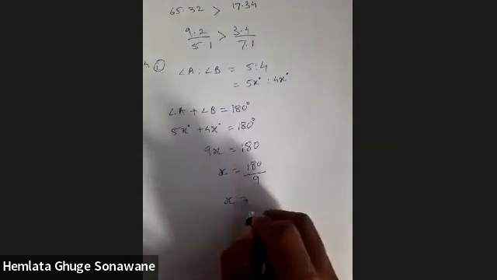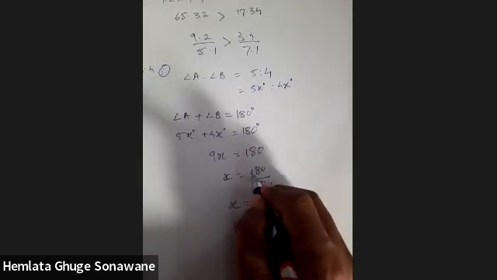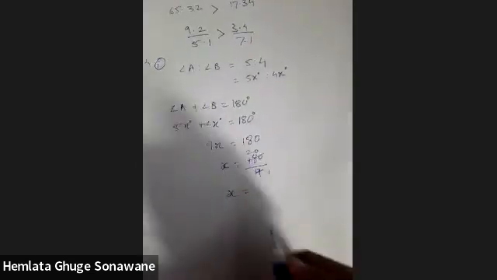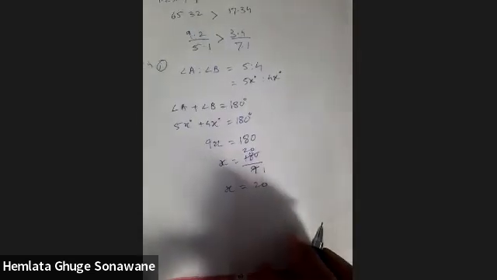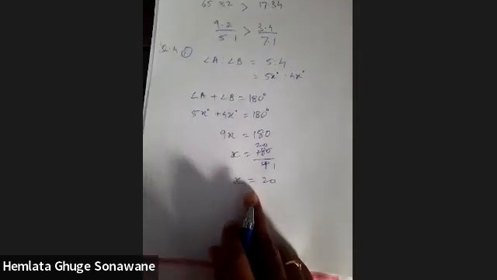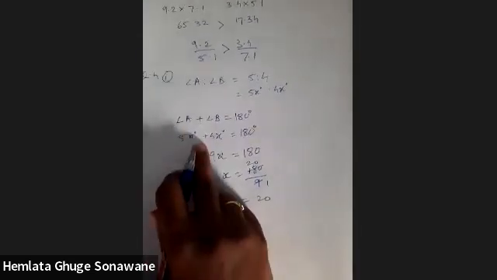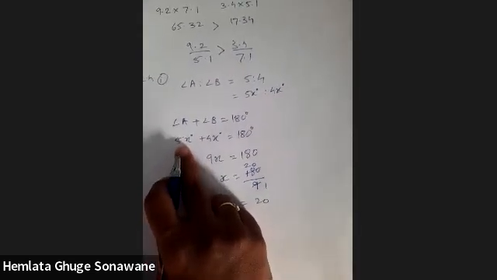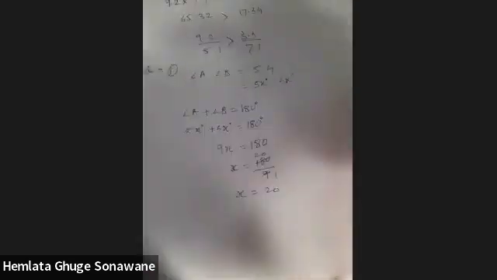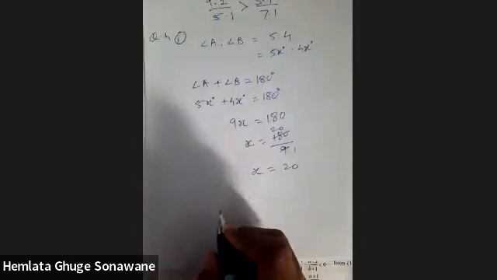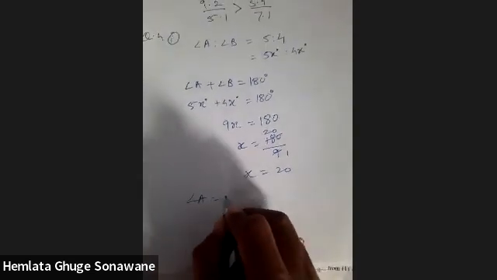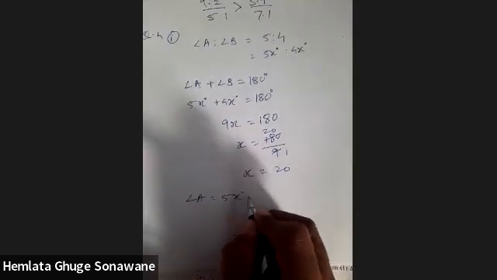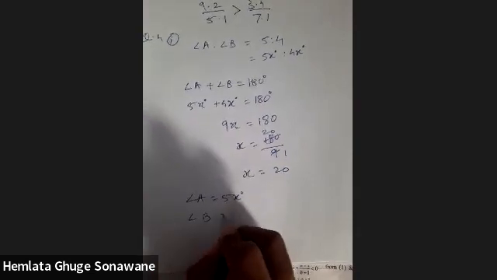We simplify this. 9 1s are 9, 9 2s are 18, so 0. X is equal to 20. Now we have got the value of x as 20. We'll put these values here. We have considered the common multiple as x. So angle A is 5x degree and angle B is 4x degree.